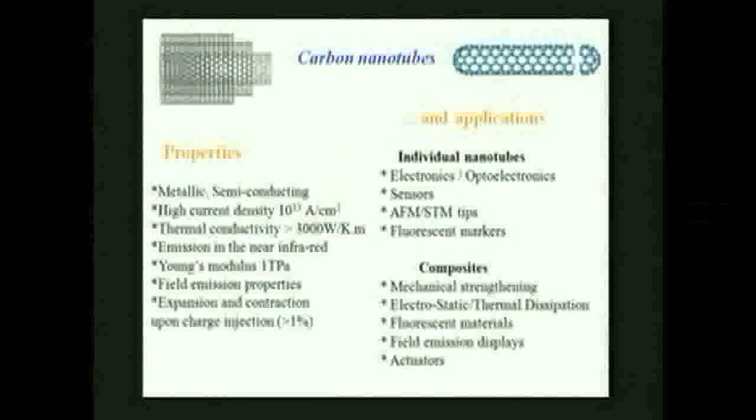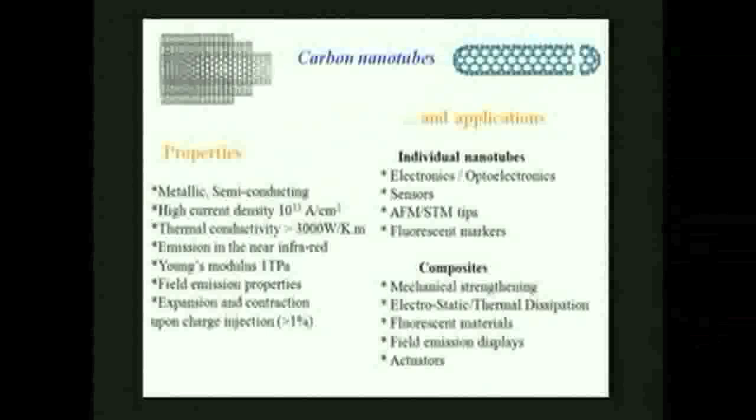Because of their mechanical and electrical properties, people developed microscope tips, near-field microscope tips with nanotubes. And because of their optical properties, you can use them as fluorescent markers, for example, in biological media. For drug delivery, you can follow their trace because of their optical properties in a human body or biological cells.